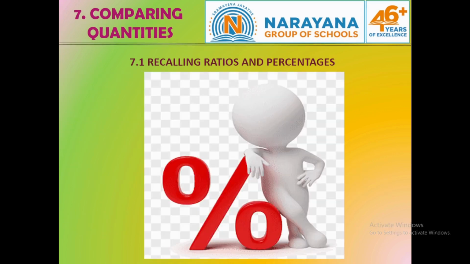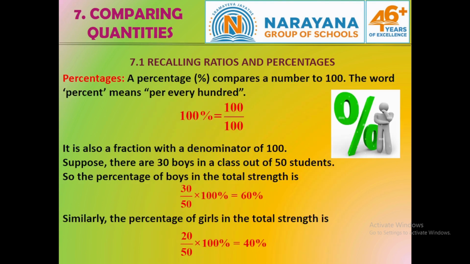Now, the % symbol represents percentages. Let us go with the percentage. Percentage compares a number to 100. The word percent means per every 100. So 100% is represented like 100/100. It is also a fraction with a denominator of 100.